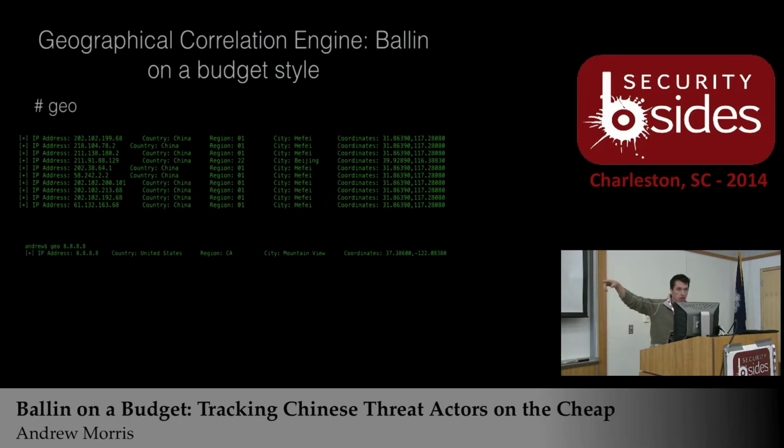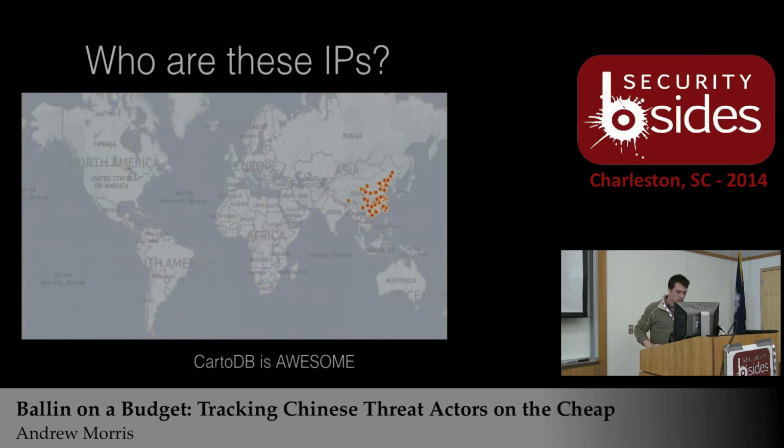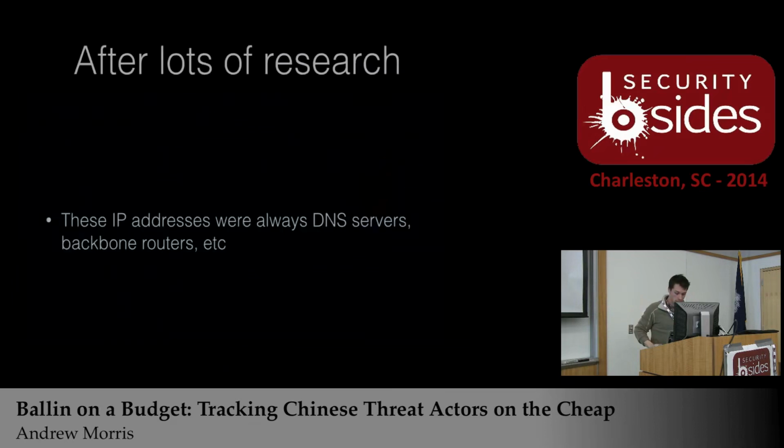I wrote this tool called Geo, you can find it on my GitHub, which basically just returns to you the rough geographical coordinates of a particular IP address on the command line. And they were all in China or around China, and I was like, what is going on? What are all these IP addresses? I also threw them up on a map, so that's pretty China-ish.